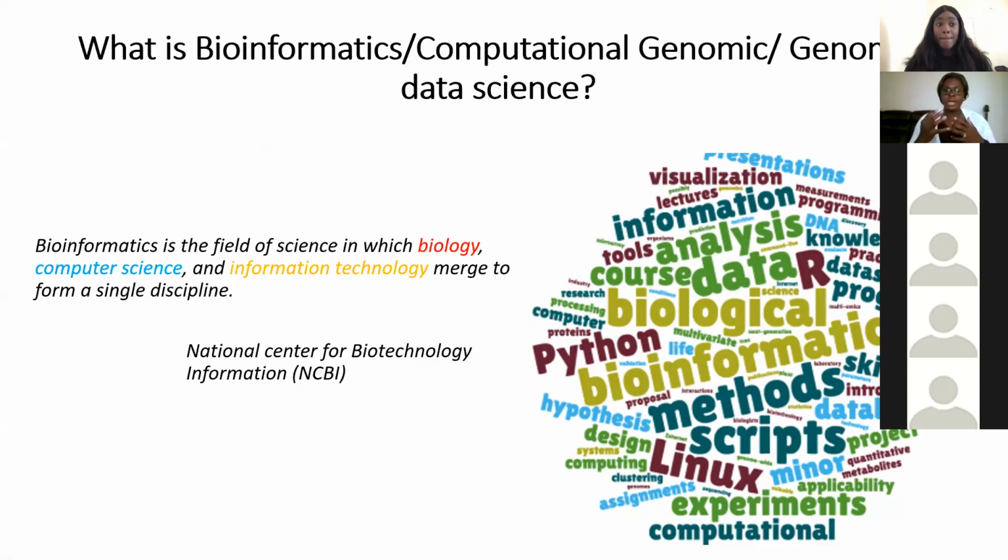And this definition that I have on my slide does it justice, where bioinformatics and all of these data science things are like a marriage between biology, computer science, and information technology. So all of these disciplines come together to form one single discipline, which we then call bioinformatics, or some people would rather call it computational genomics, computational biology, genomic data science.